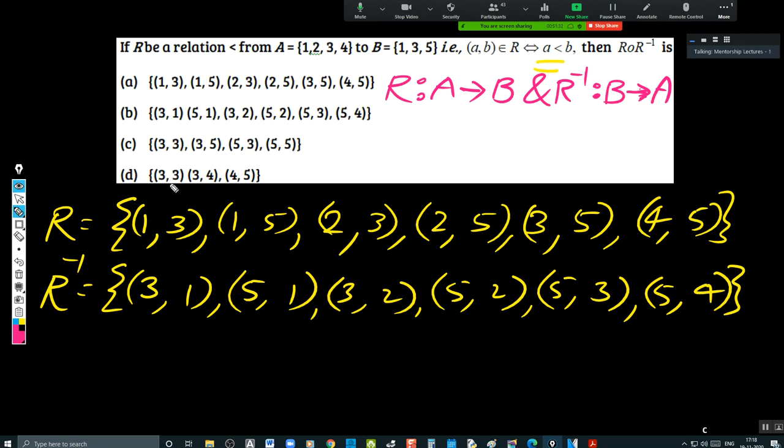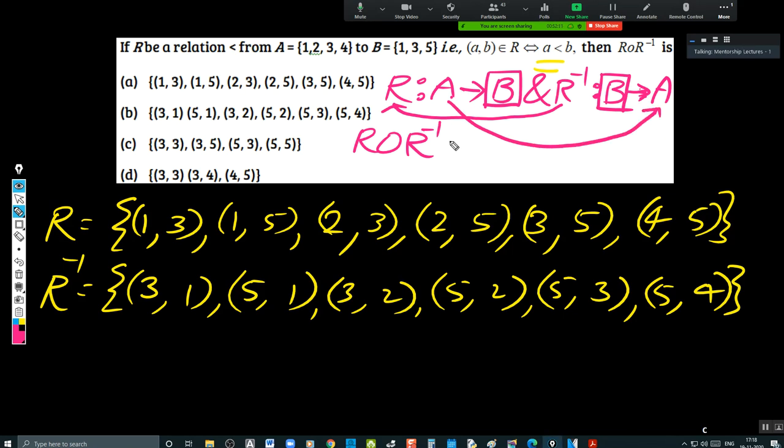Okay, now what I need is R o R inverse. Start from R inverse and go to R, then check whether these two are equal or not. Yes, these are equal. Eliminate them and continue writing the mapping. It maps from A to A. Correct or not?